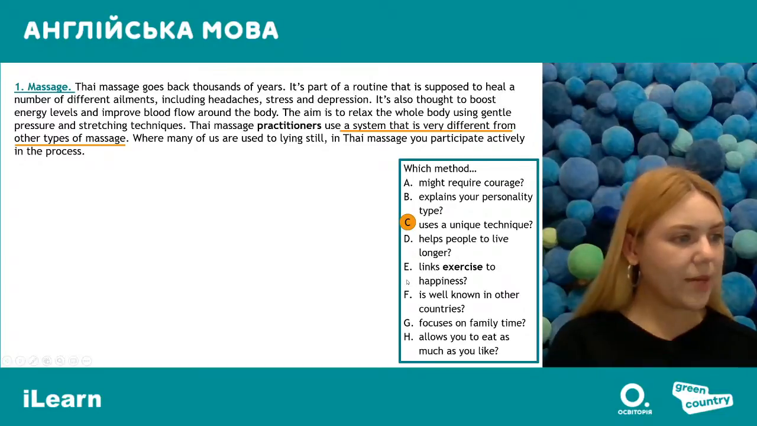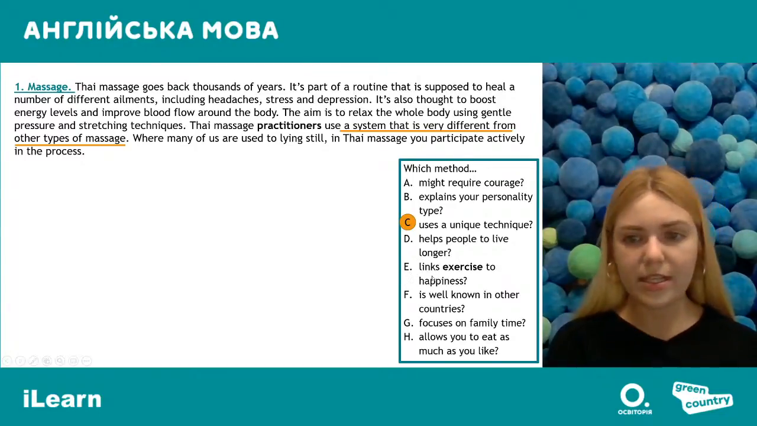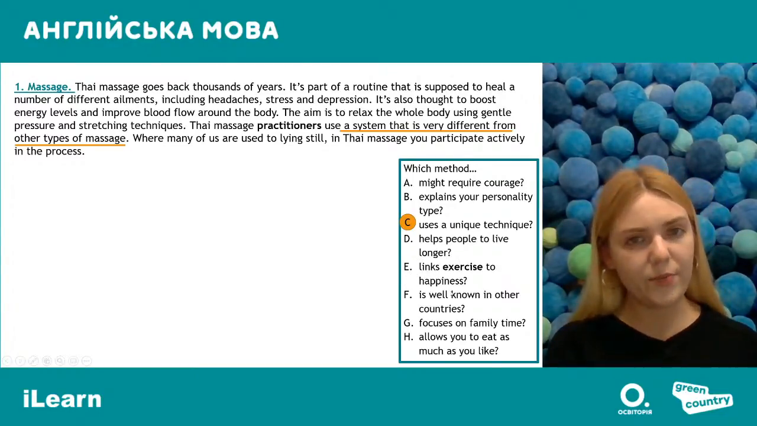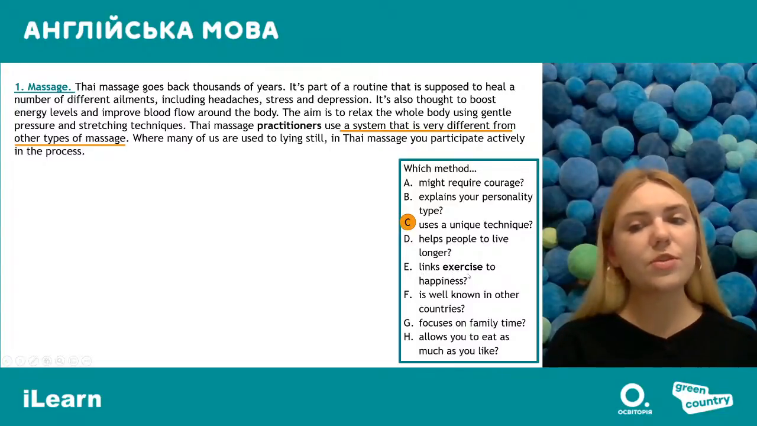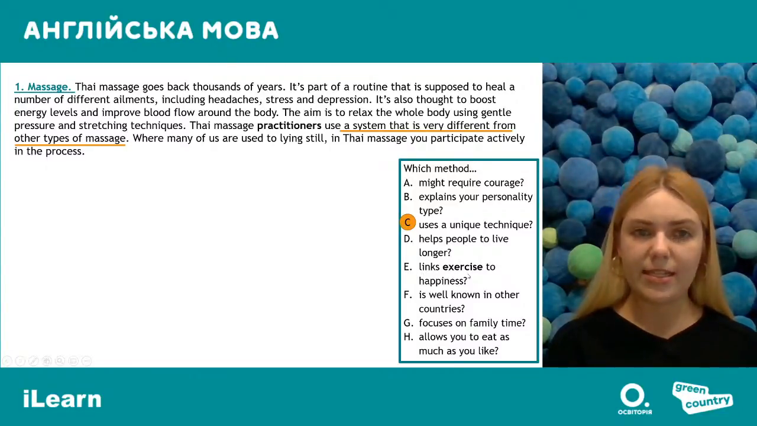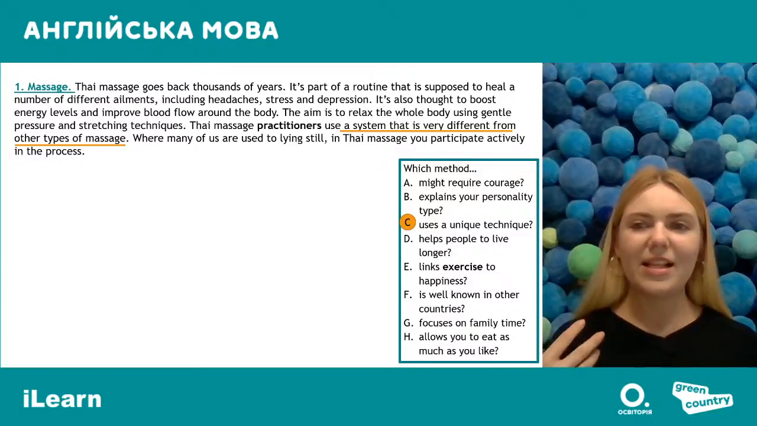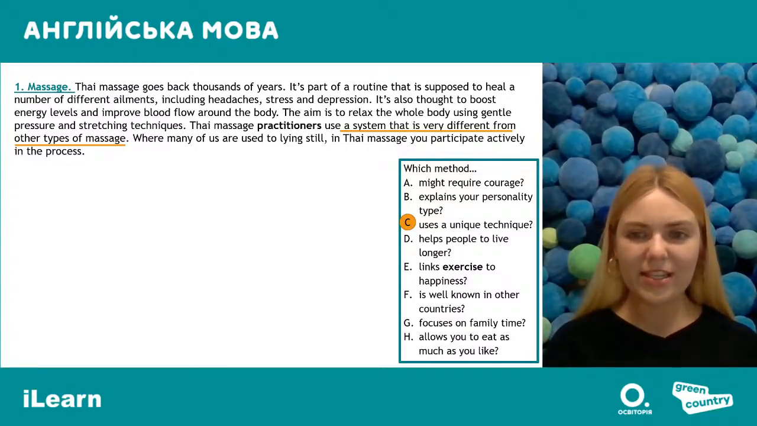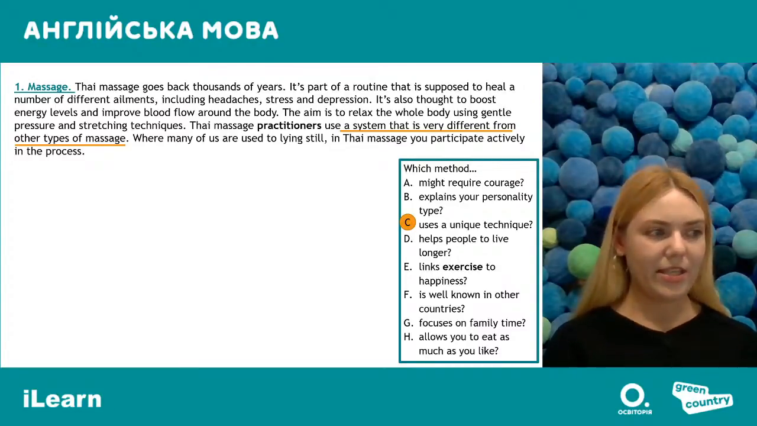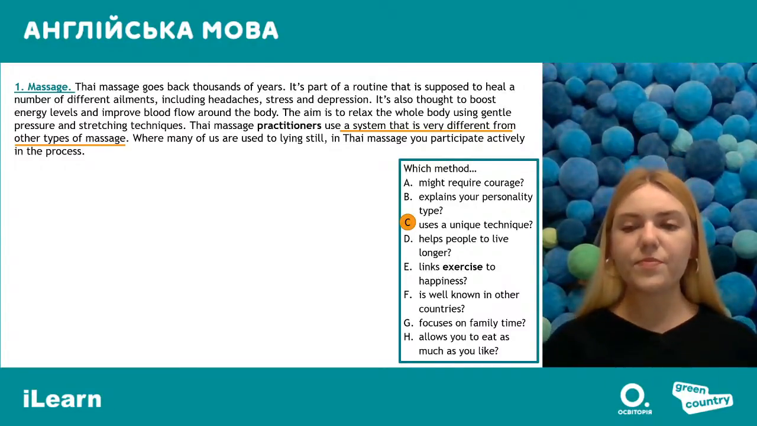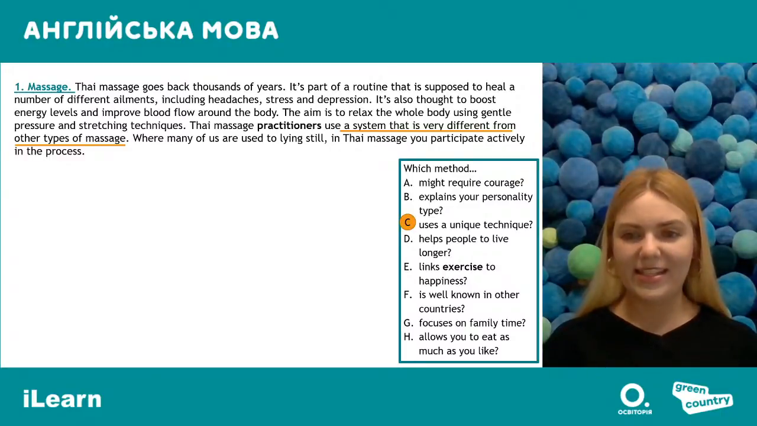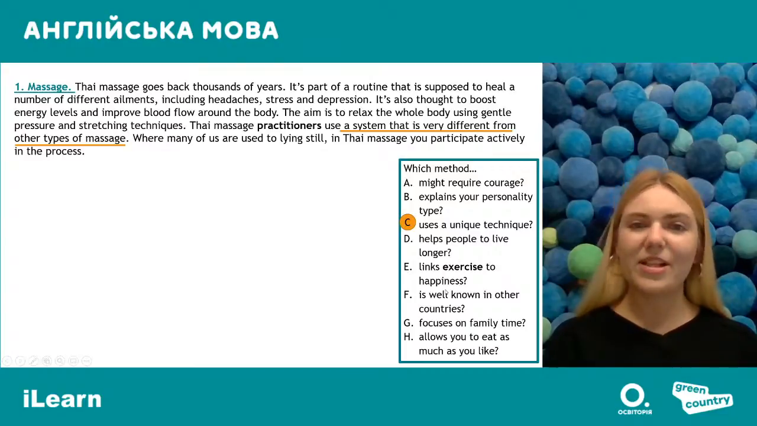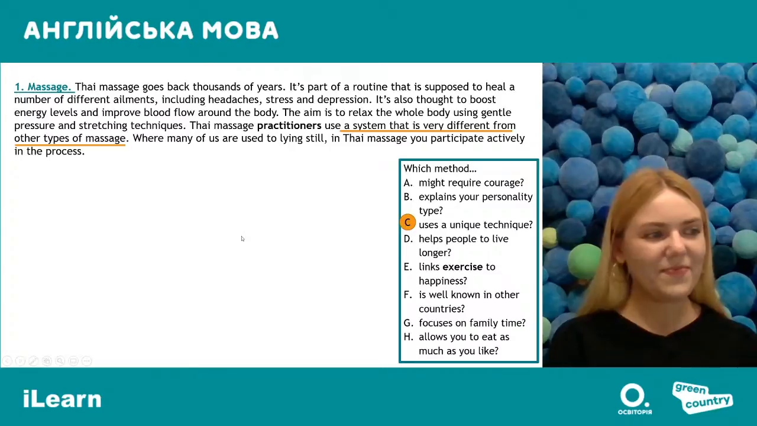Also, some people have chosen E, yeah, links exercise to happiness, but we don't have here any information about the exercise. Yeah, it says that you actively participate in the process, but it's not exercise. Але це не вправи, які ви робите самостійно. Да? Це робляться над вами. So we can't say that it is exercise. And also we have no information about happiness here, only about stress, but yeah, it doesn't say anything about happiness.